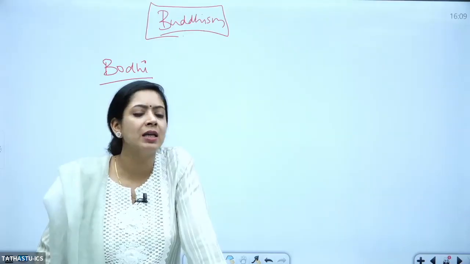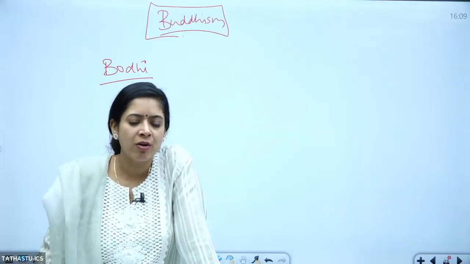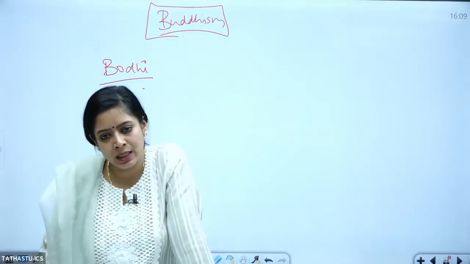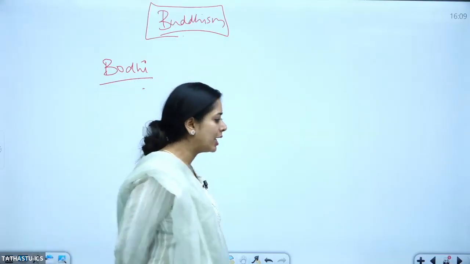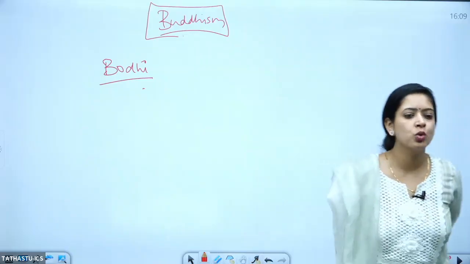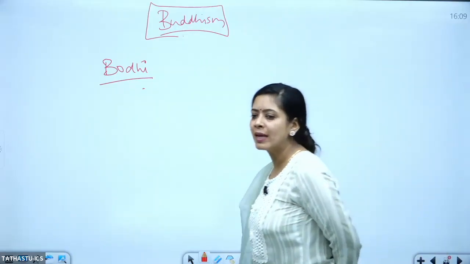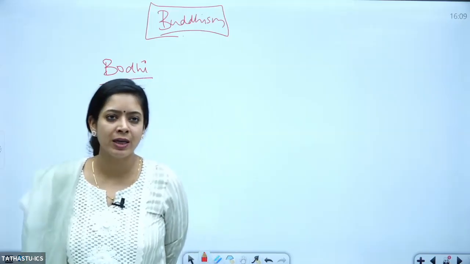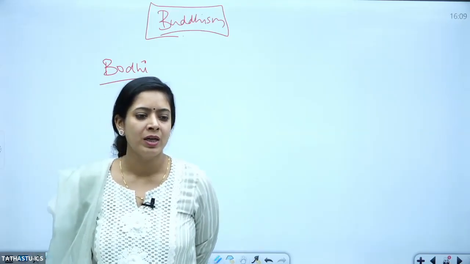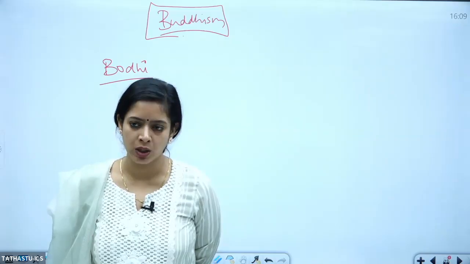In Hinayana, there are again 2 schools, Vaibhashika and Sautrantika. In Mahayana, Yogachara and Madhyamika Shunyavad. We will do the schools later. First, what will we understand? What is the original theory of Buddha?